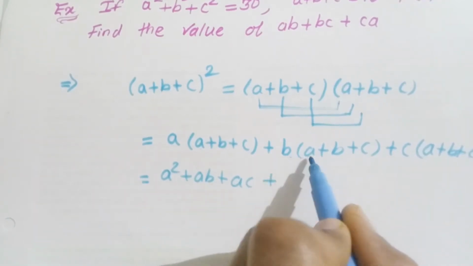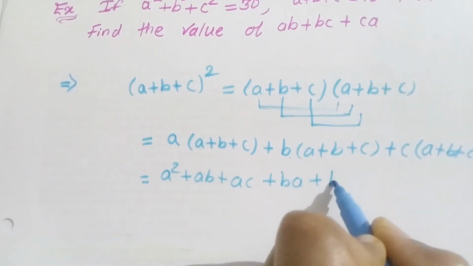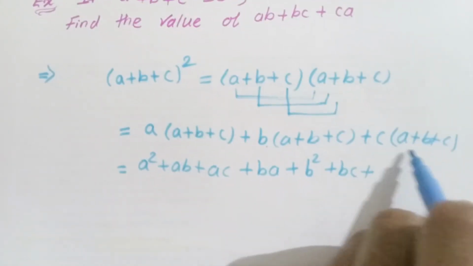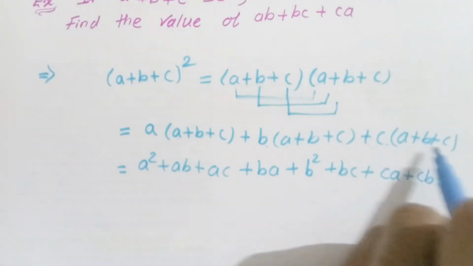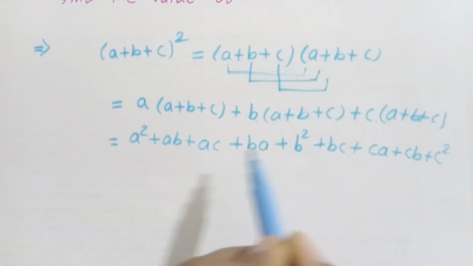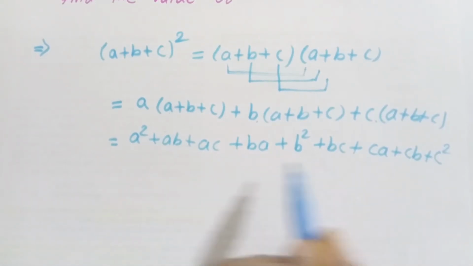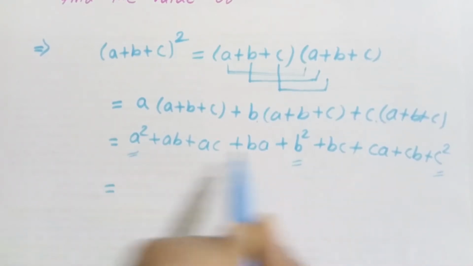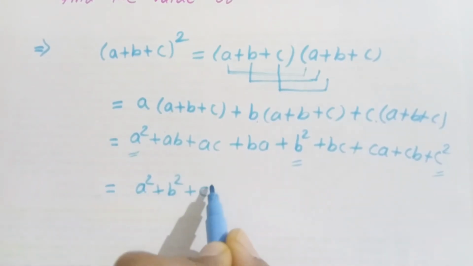Now similarly for multiply this b to the bracket, then we get b into a is ab, b into b is b square, plus bc. Here c into a, c into b, then last is c into c, which is c square. And from this, take square terms one side and write the remaining terms after that. So here if we write first the square terms, then here a square, b square, c square, these are a square plus b square plus c square.